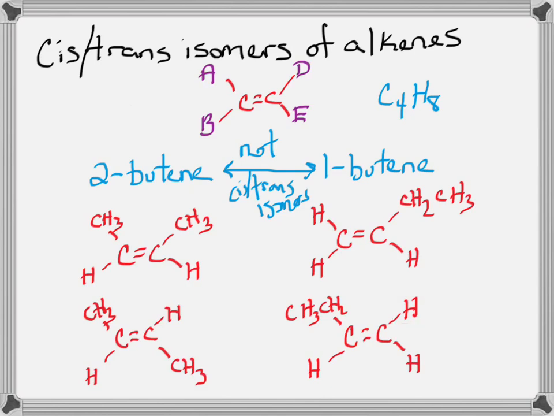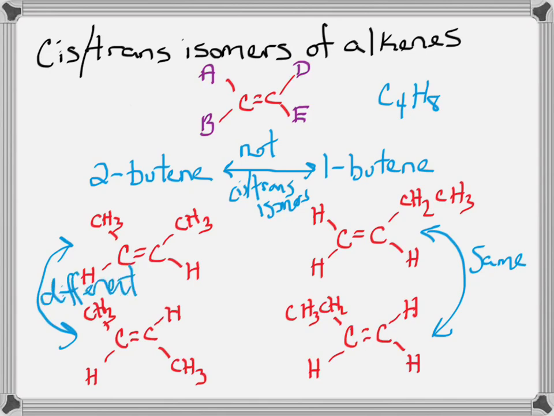So in fact, these two molecules are the same. These two molecules are different. The different ones, the two I just looked at, the 2-butene molecules, are different. They are different because they are cis-trans isomers. The 1-butene molecules, the ones that are the same on the right-hand side of this slide, are the same molecule, so you are actually drawing the same thing twice.